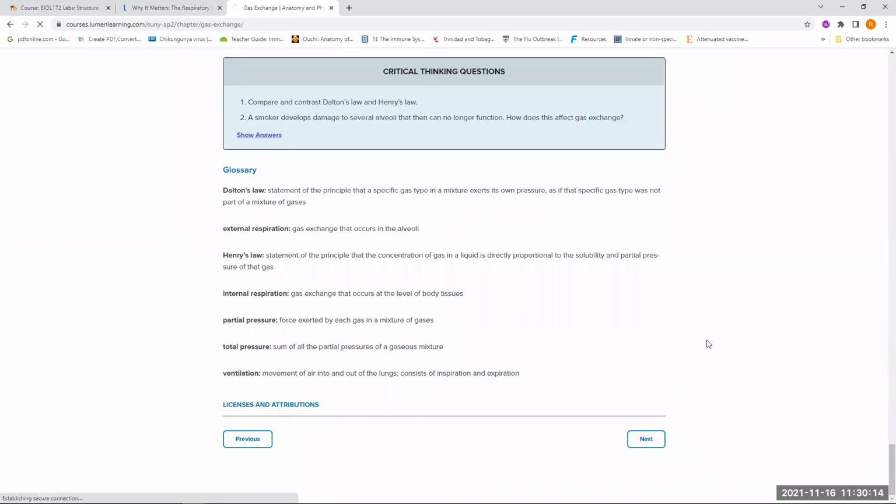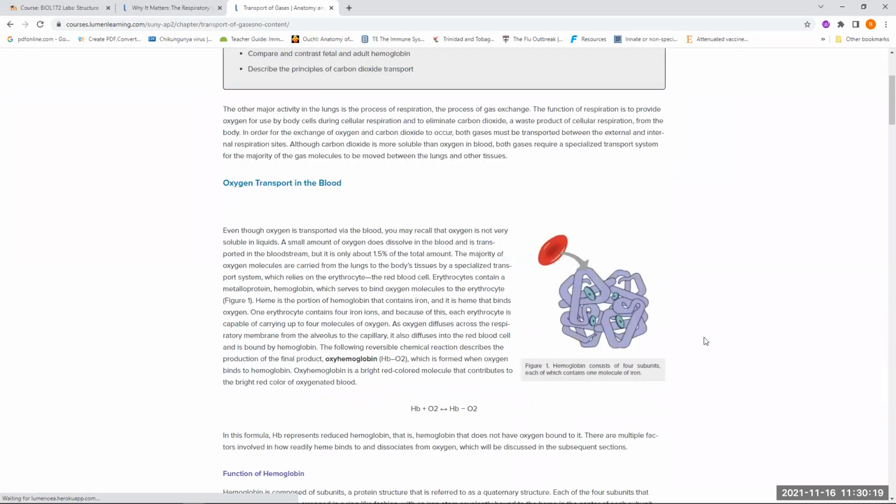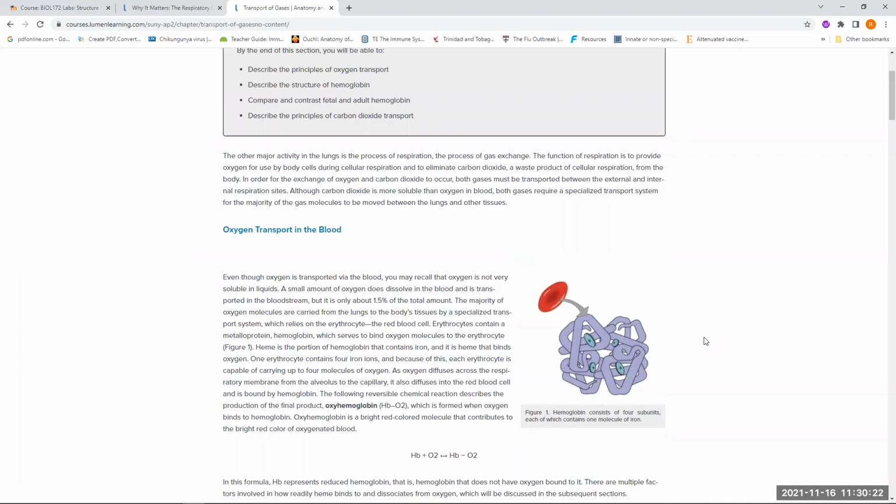Let's go to the next page and see what's going on. All right, so the transport of gases, let's speak. How is oxygen actually carried in the blood? You have this hemoglobin, and hemoglobin is nothing more than a heme, a protein, connected to globin attached to the heme moiety. Heme refers to the iron. So hemoglobin is nothing more than a protein, and these little discs here represent iron.